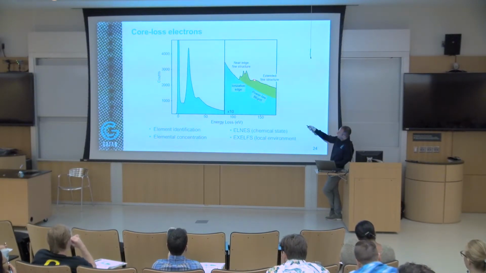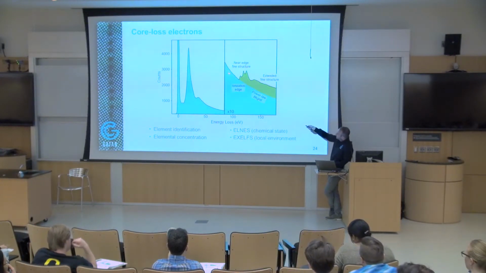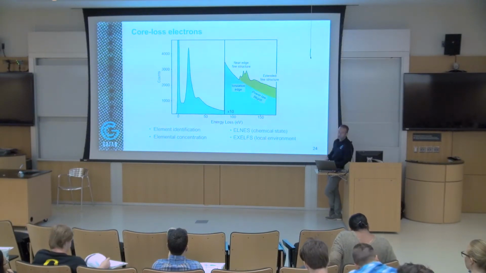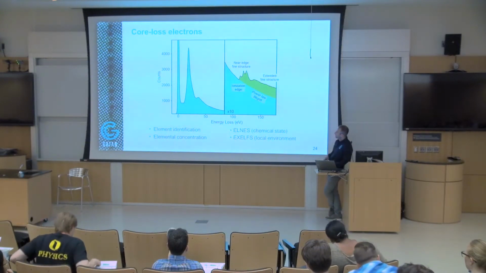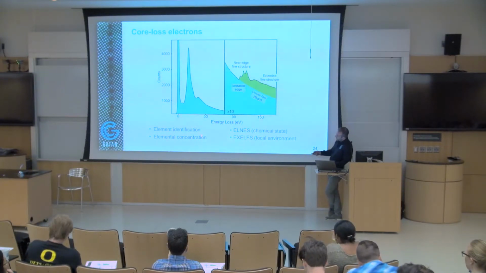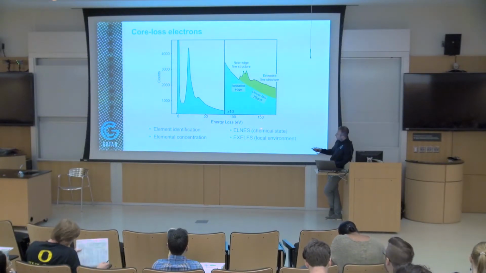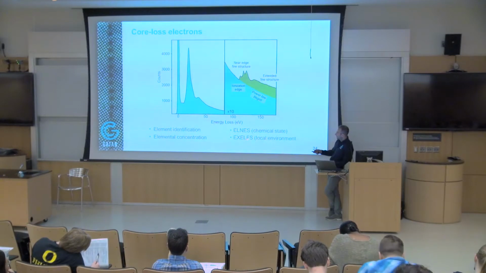And then after probably 40 eV or so, we have something called extended fine structure. All these electrons are sitting on top of a decaying background. In general, our default in the software is to work out the background as a parallel background, okay? So why are the core loss electrons important? They're important for element identification, concentration, and also near-edge fine structure, where we get chemical state, and extended fine structure, where we get information on the local environment.